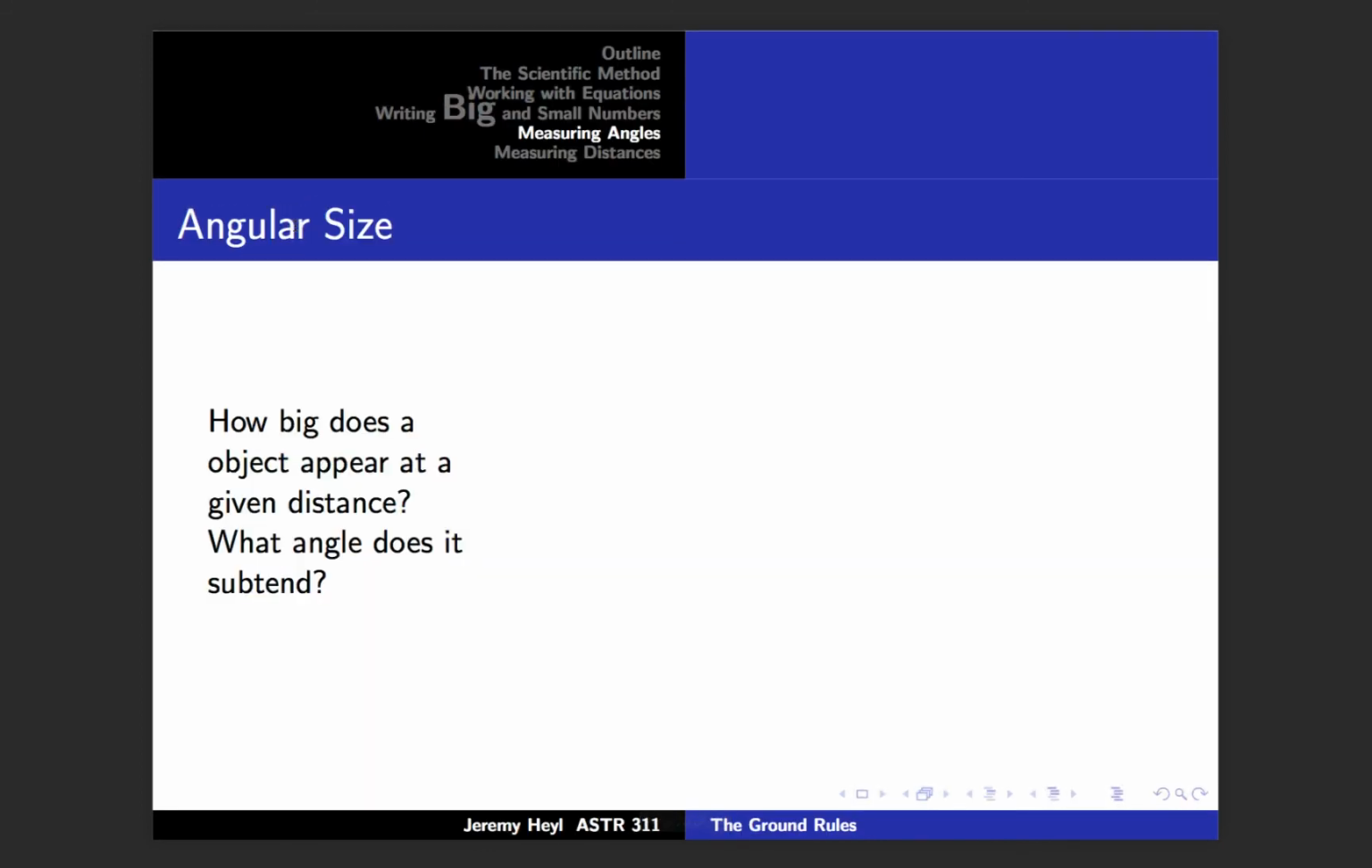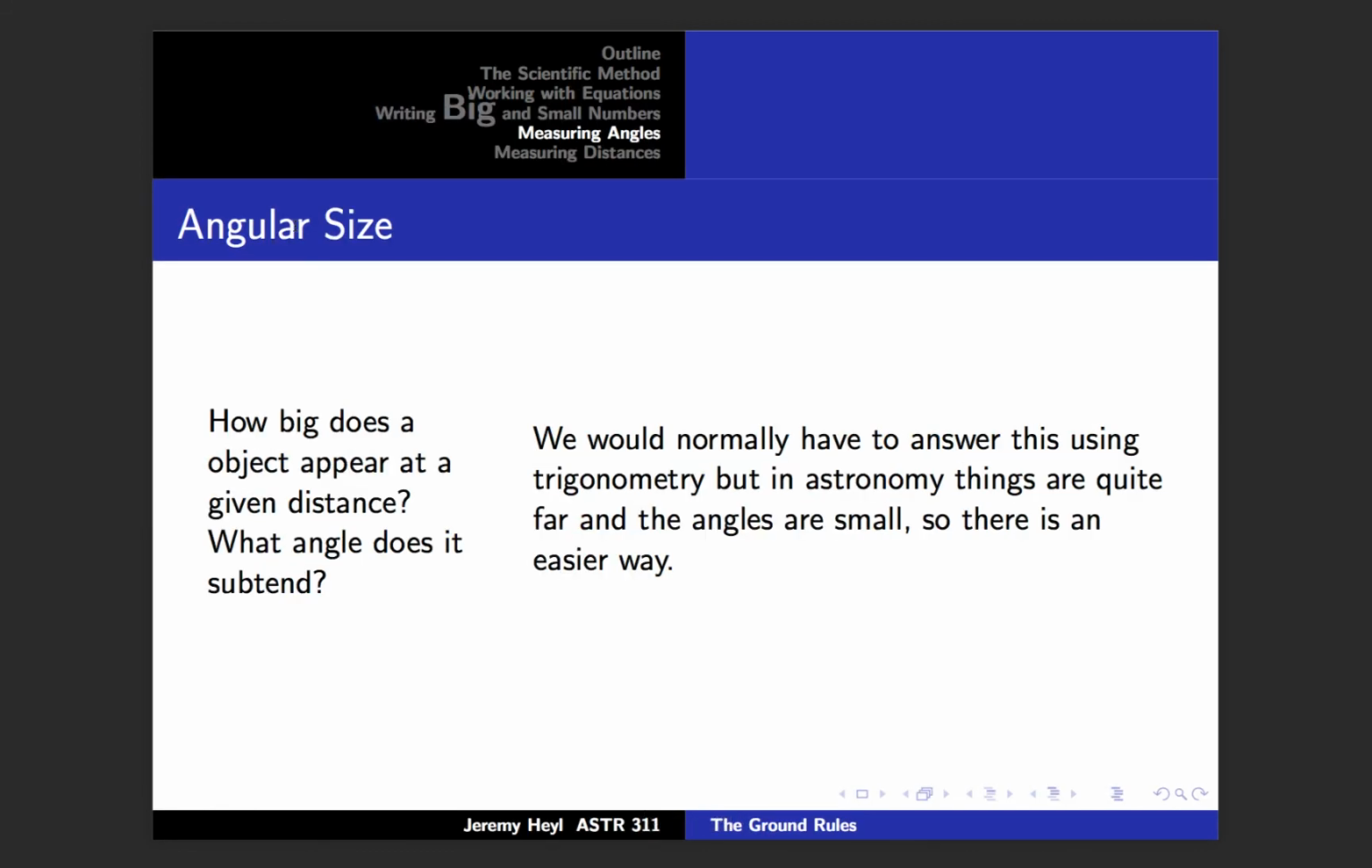So, I gave this example about our hand and fingers. How big does an object appear at a given distance? And this question mathematically means, what angle does it subtend? So what angle does it appear on the sky? And normally, if you were to think about this, back in high school maybe, you would draw a triangle and you'd have to use sines and cosines. We're not going to do it that way because the angles in astronomy are typically quite small, so there's an easier way.